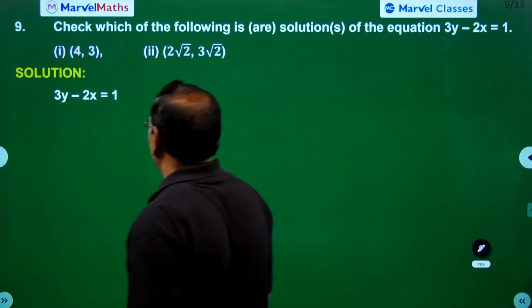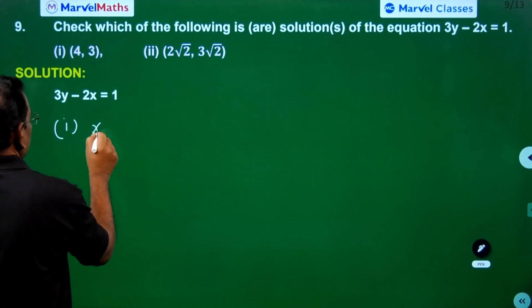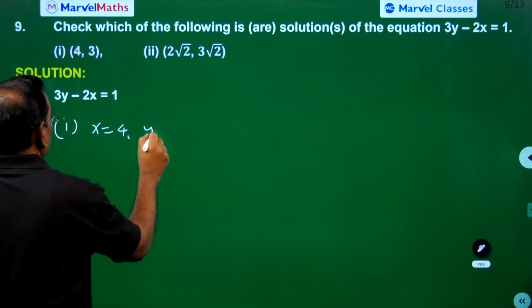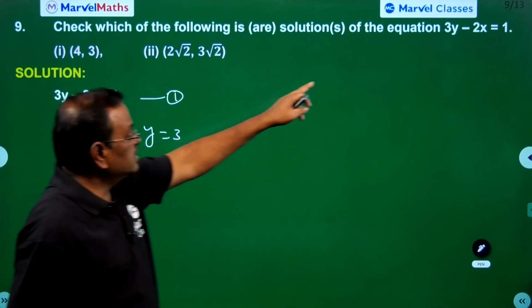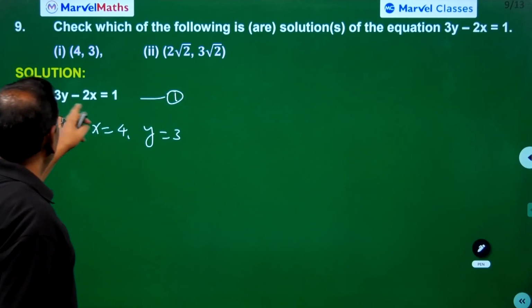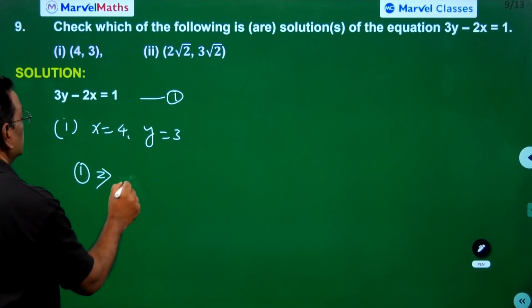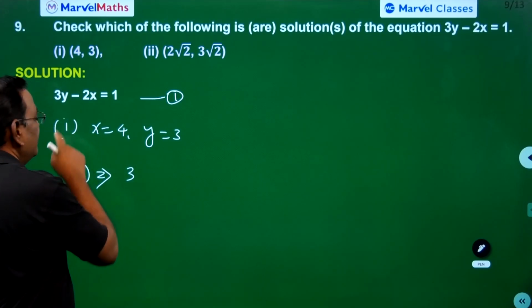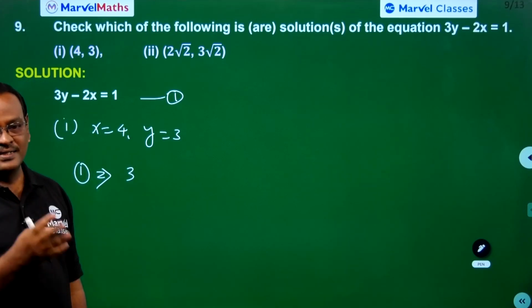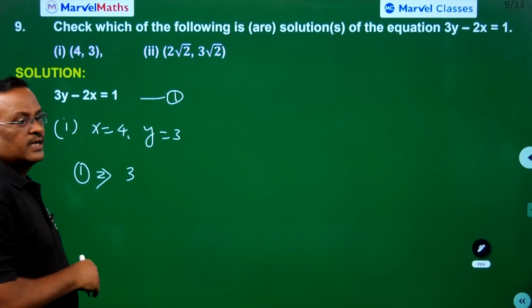Now, take the first point, first subdivision, x equal to 4 and y equal to 3. This is linear equation 1. The given linear equation is 3y minus 2x equal to 1. So, what does equation 1 imply? Equation 1 implies 3 into, very important, the given equation is not in standard order, it is in reverse order. So, focus more on the given data.